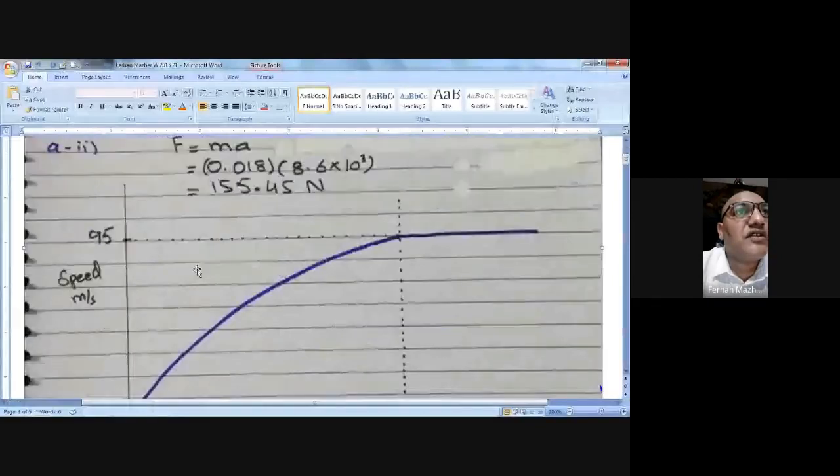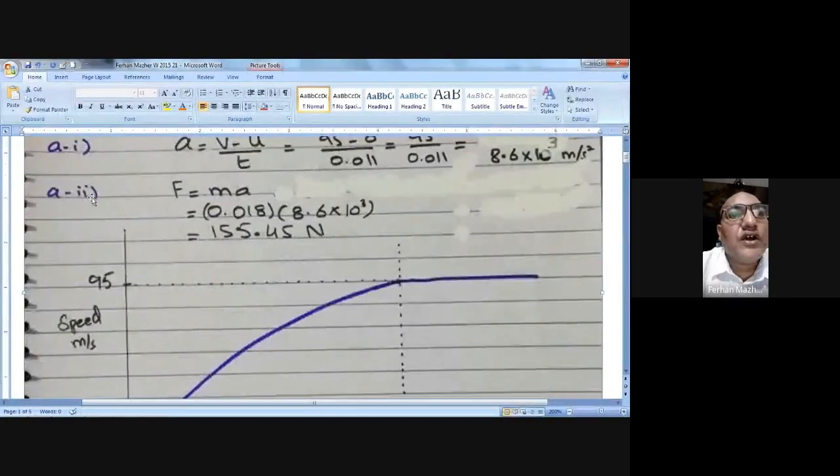On your screen, you can see question number 1, part a, part 2. F equals ma, equals 0.018 into 8.6 × 10^3. You multiply it on the calculator, and the answer will be 155.45 Newton. It's a 2-mark numerical. Easy. I hope you have understood it.